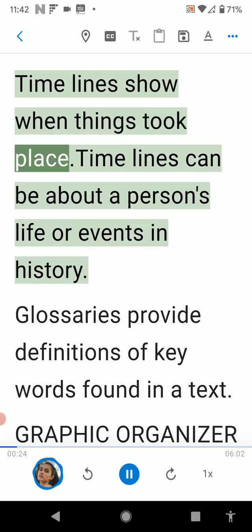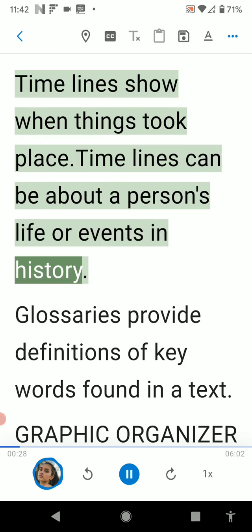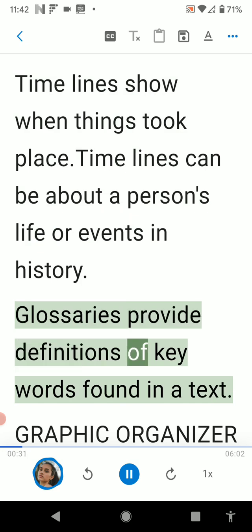Timelines show when things took place. Timelines can be about a person's life or events in history. Glossaries provide definitions of keywords found in a text.